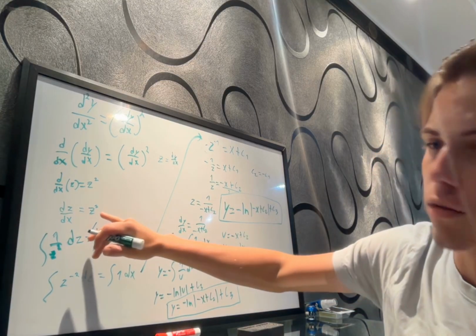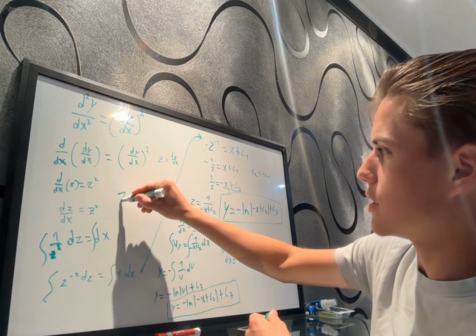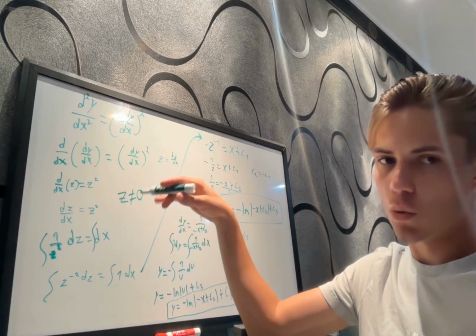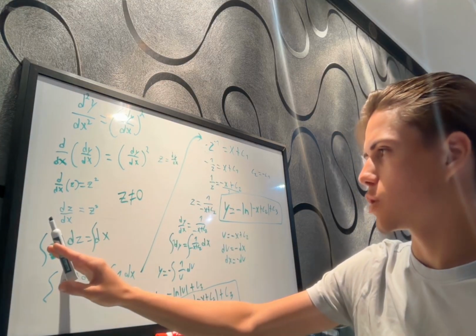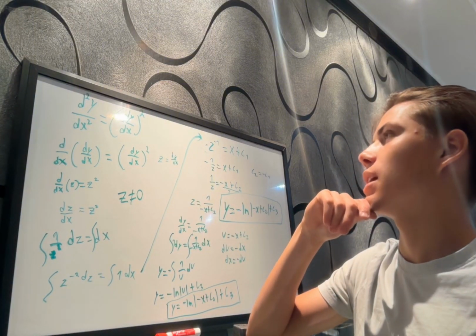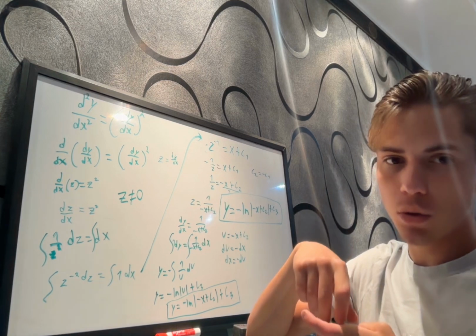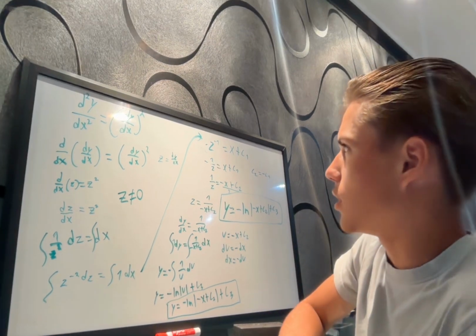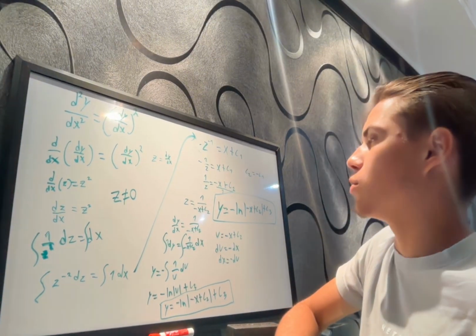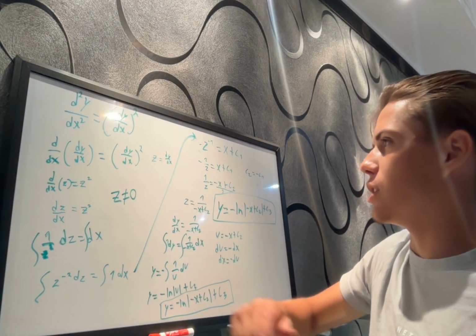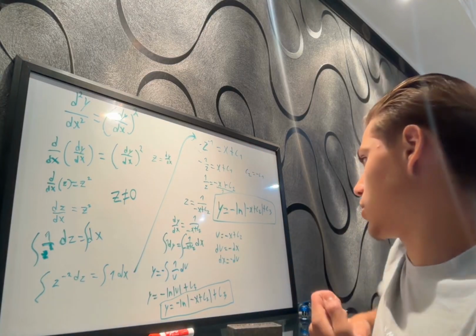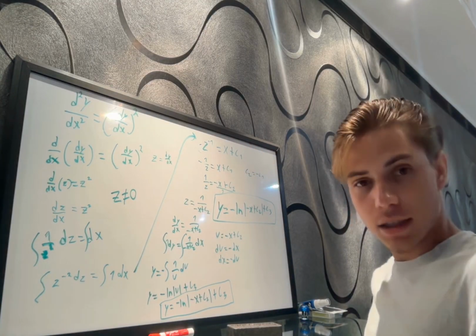Obviously, when we divided by z, we assumed that z does not equal 0, because if z was equal to 0, then this would not work out. So I'm pretty sure this means that dy dx cannot be equal to 0, at least using this method. If dy dx is equal to 0, then you wouldn't be able to do this whole process, right? Because here you would be dividing by 0.